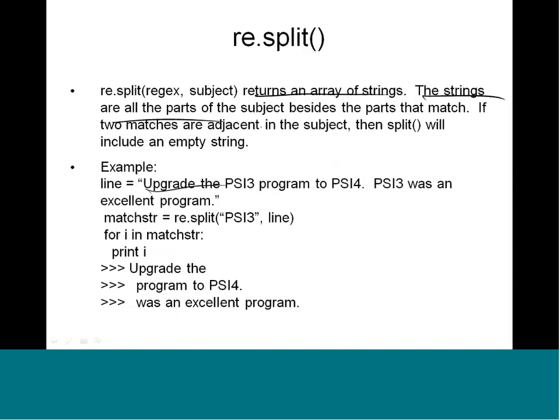So here is one example: lines is set as "upgrade PSI 3 to PSI 4. PSI 3 was an excellent program." So we say match string PSI 3, we get a match, and then for each of these pieces we just print i.